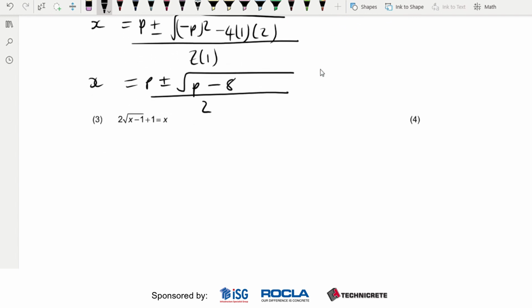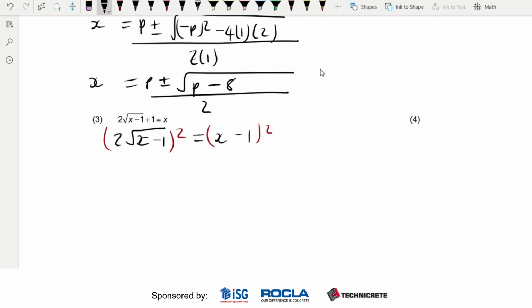Let's take a look at question 3. For question 3, we have 2 times the square root of (x minus 1), plus 1, is equal to x. What we can do for this one is start off by taking this 1 to the right hand side. So we'll have 2 times the square root of (x minus 1) is equal to x minus 1. Now we're going to try and get rid of this square root, and we can do this by squaring both sides.